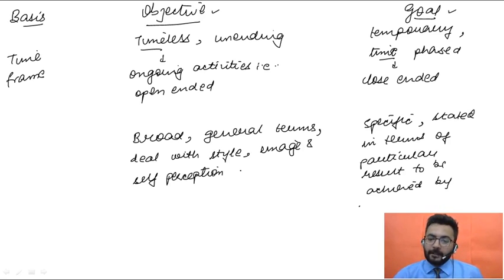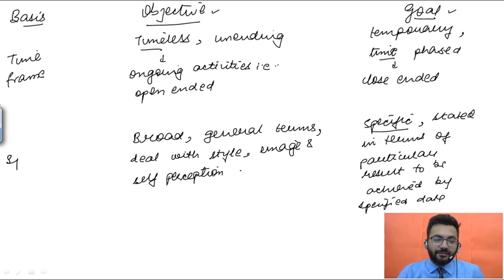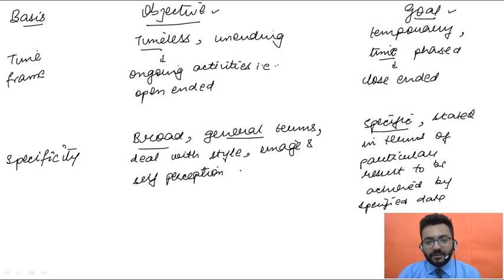To be achieved by a specified date. That by this date I am going to do this. What is that? That is a goal. So this is more specific, right? So what is common between the two? Specificity. Objectives are broad. They are in general terms, right?